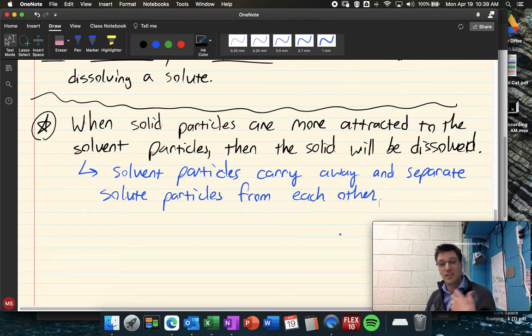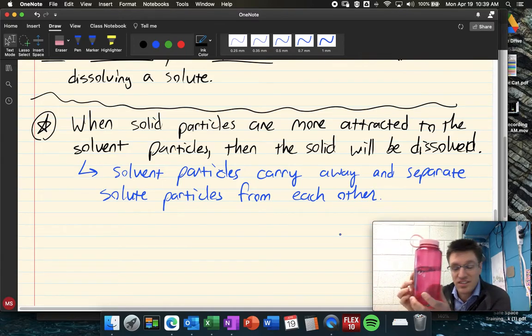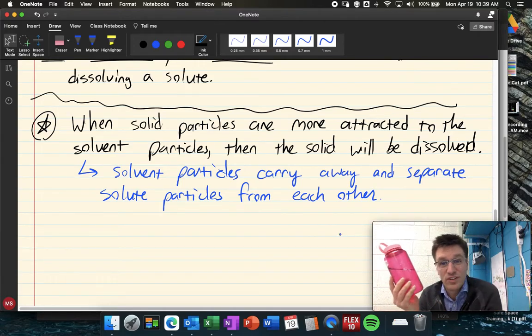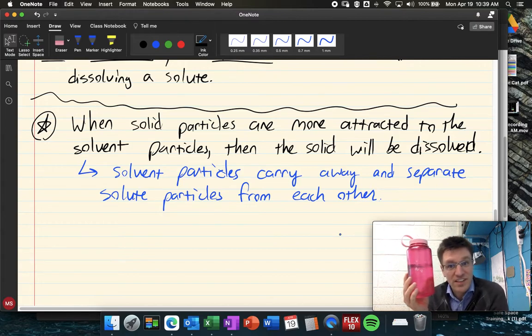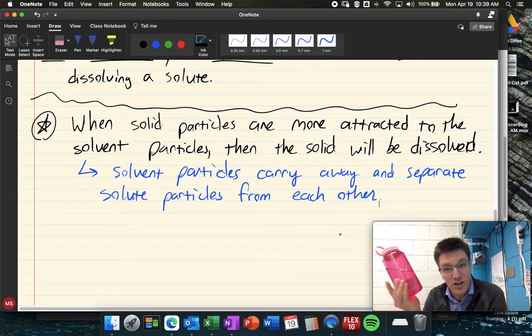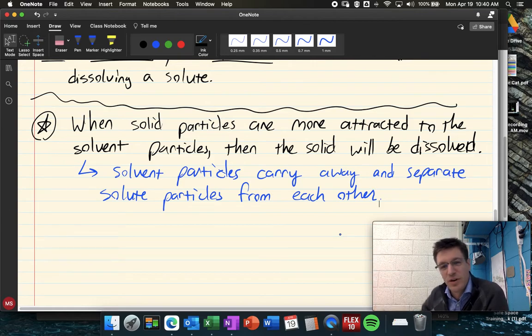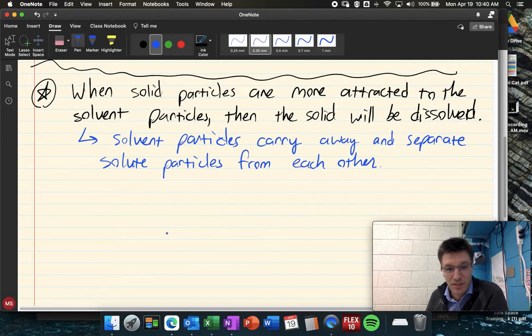Let's go back to our examples. Sand and gravel. I put some sand in here. It does not dissolve. Why not? Well, you know what? The particles in the sand are more attracted to each other than they are to the water. Those sand particles are not very attracted to the water particles. So the sand particles prefer to stick together with each other instead of floating away with the water. And so it doesn't dissolve. It stays in the bottom of the beaker or my Nalgene or wherever you dump the sand.